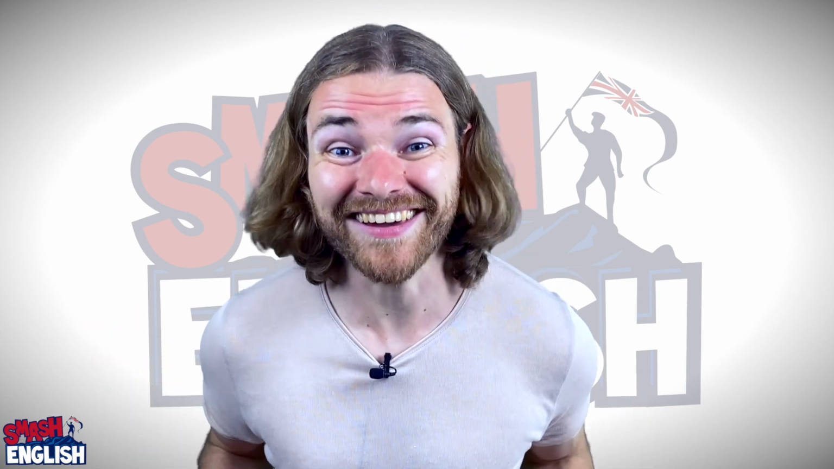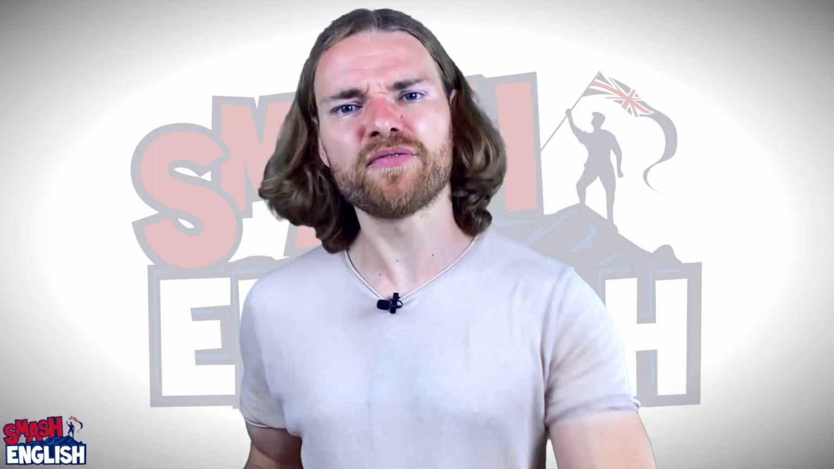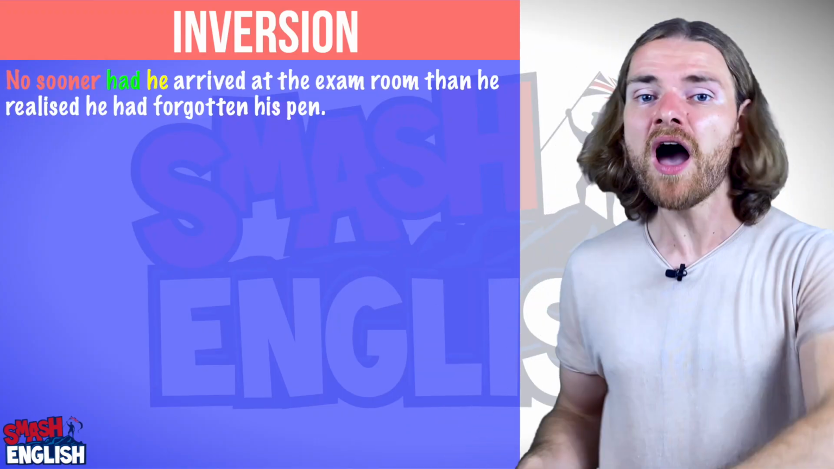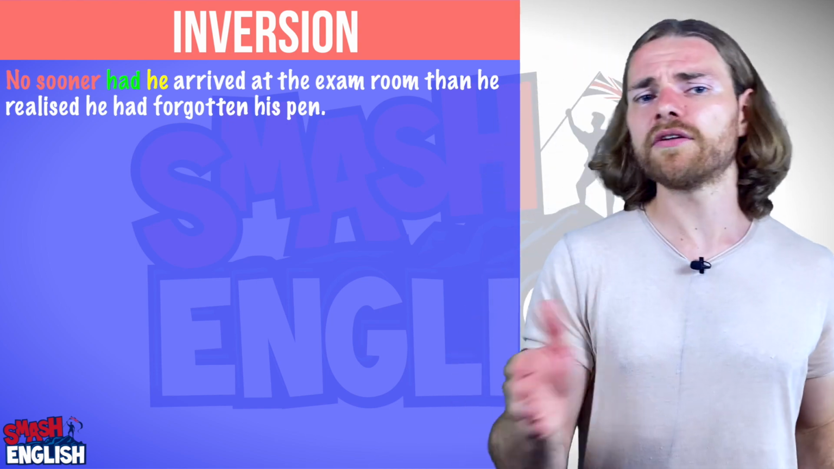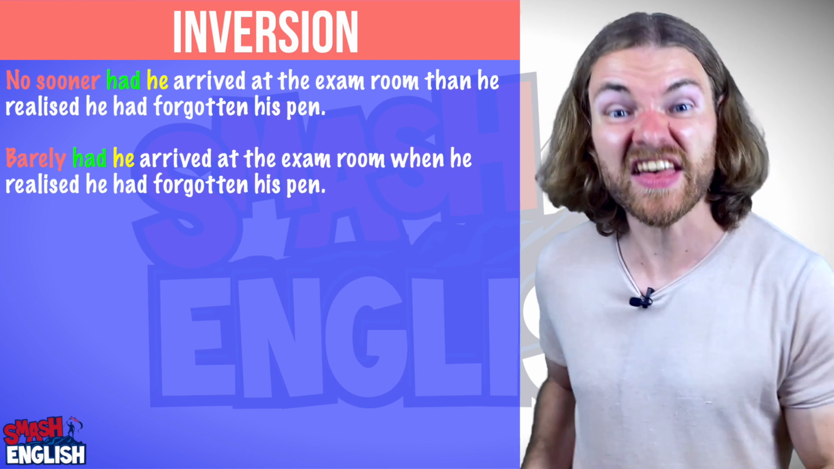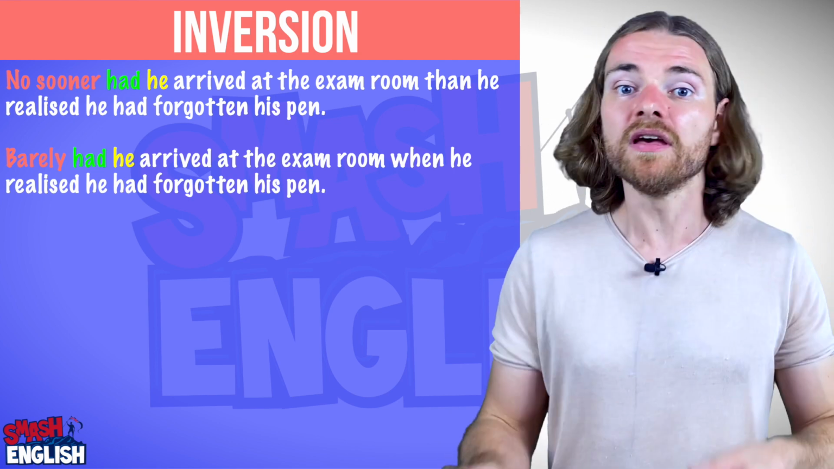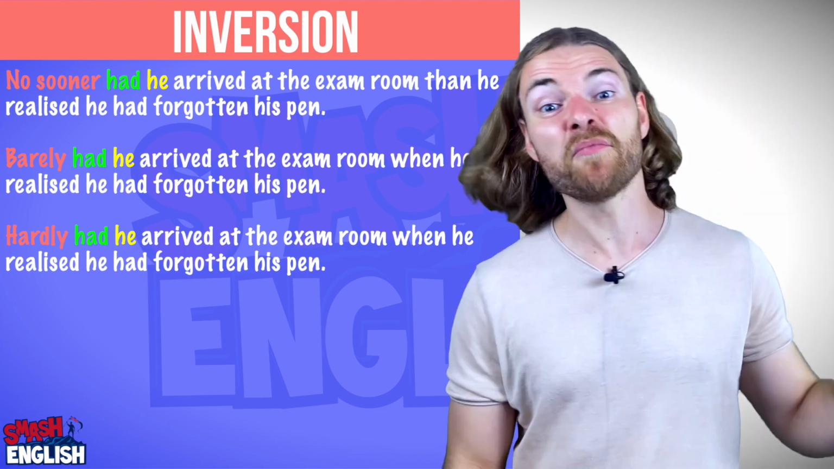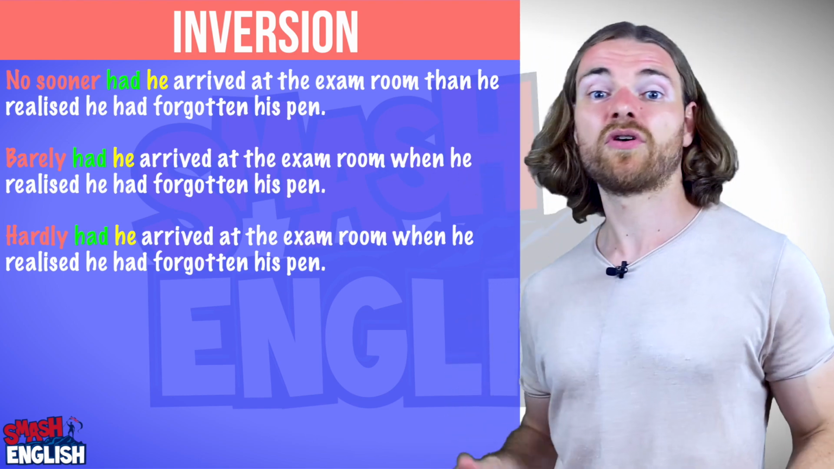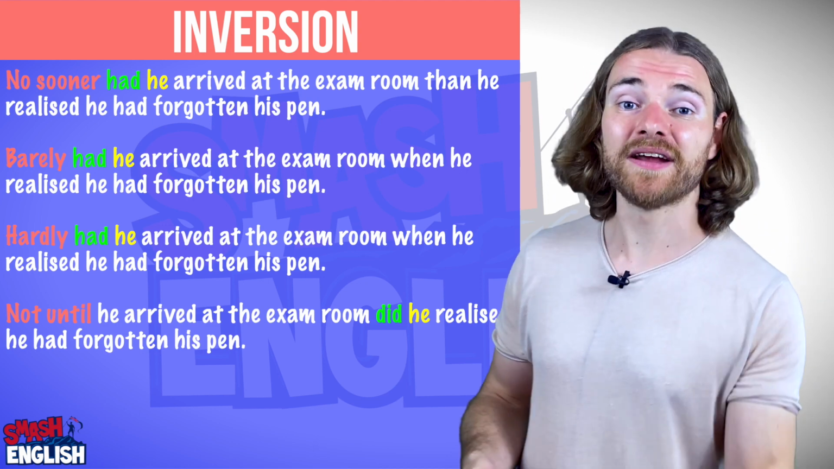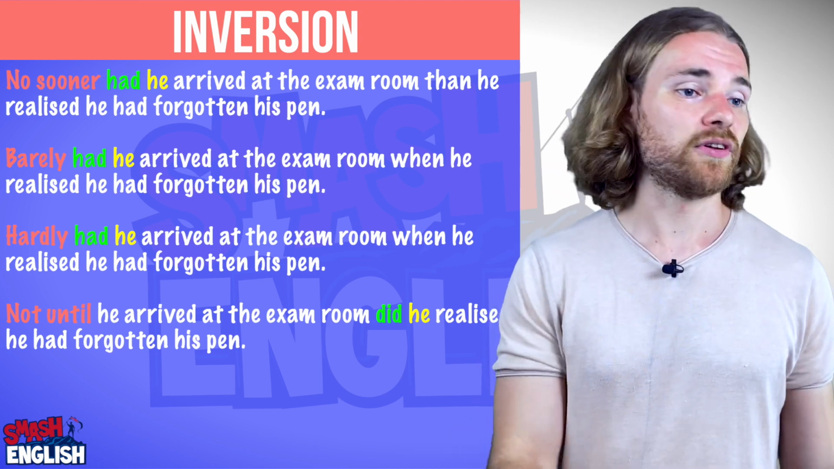And because I'm a great guy, I'll give you some examples with the inversion highlighted. No sooner had he arrived at the exam room than he realized he had forgotten his pen. Barely had he arrived at the exam room when he realized he had forgotten his pen. Hardly had he arrived at the exam room when he realized he had forgotten his pen. Not until he arrived at the exam room did he realize that he had forgotten his pen.